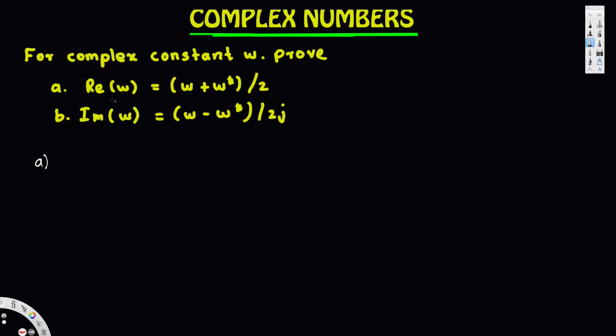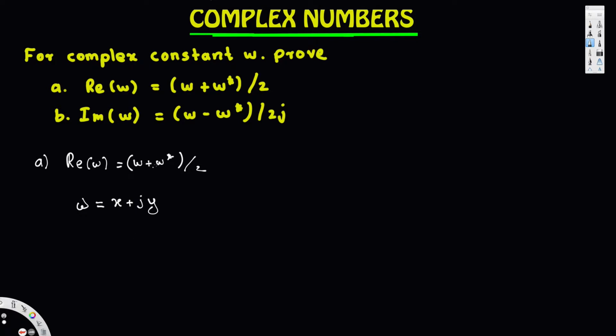The first one says prove the real part of w is equal to w plus w conjugate divided by 2. Whenever we write a complex number, let's say w is equal to x plus jy, x is the real part and jy is the imaginary part. Here we want to prove that the real part of w is equal to w plus w conjugate divided by 2.